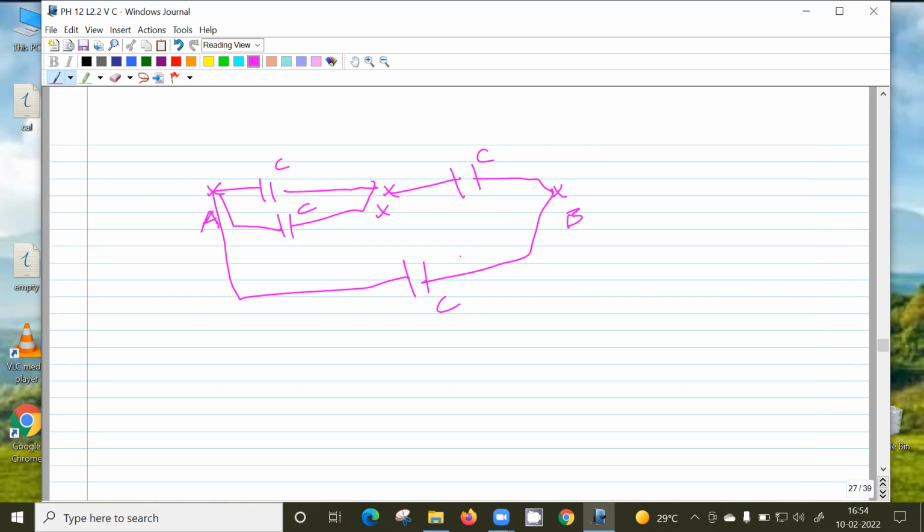So now this is done. These two are in parallel, so it becomes 2C, and then 2C and C are in series. C is same as 2C by 2, so it will become 2C by 3, and then 2C by 3 and C are in parallel, so it will become 2C by 3 plus C, which is 5C by 3.